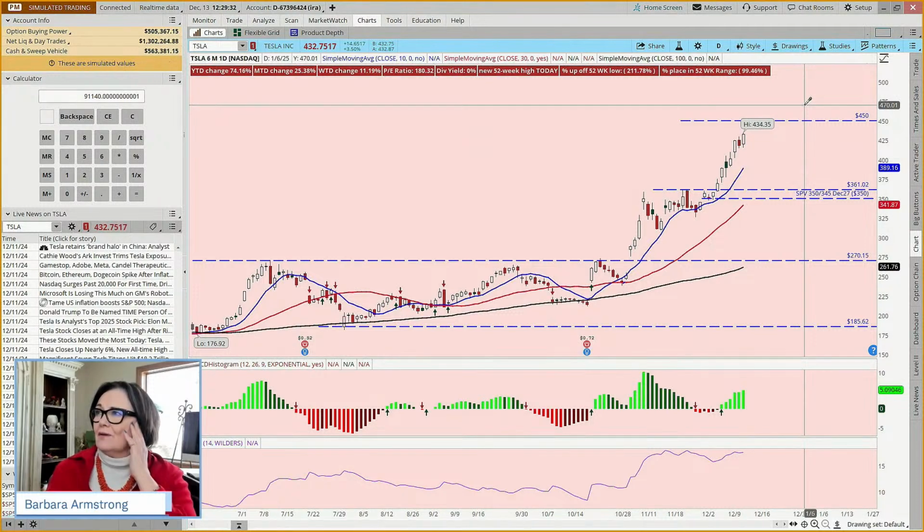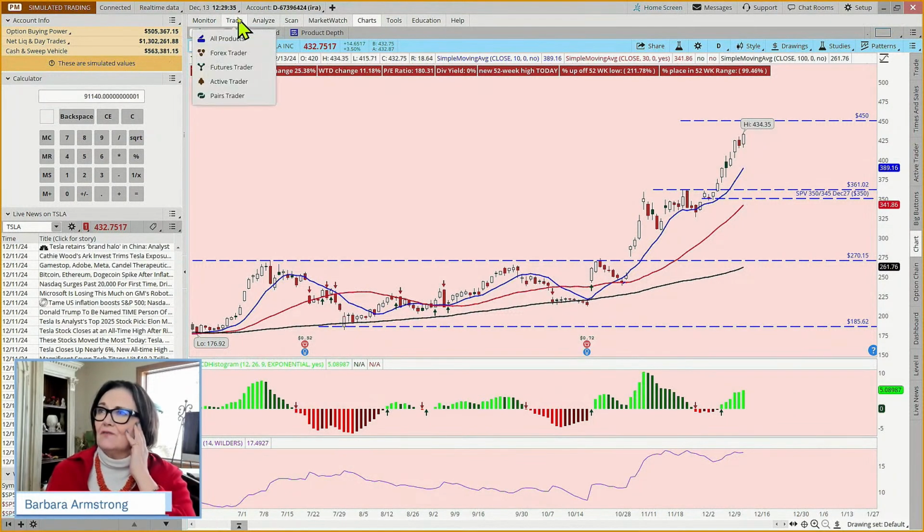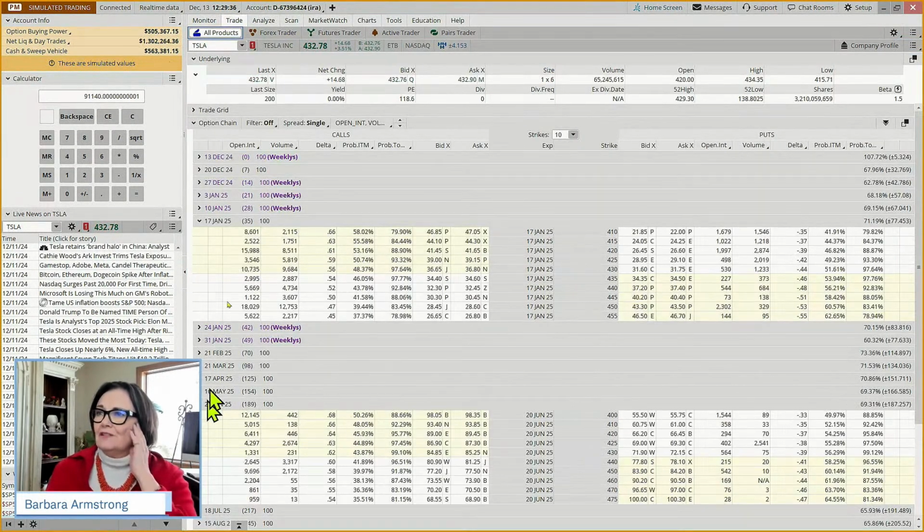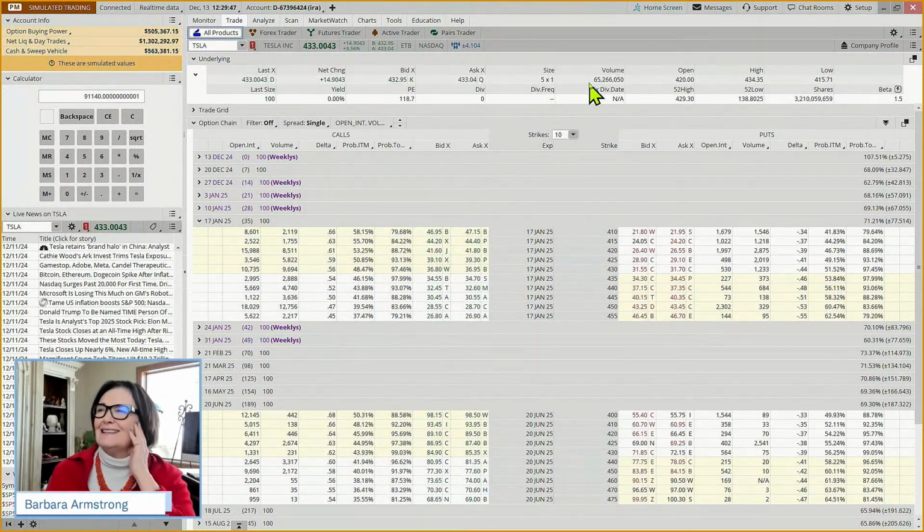What's to say we don't go up to 460 or 470? Well, let's go out and look. So if we come out here to January and we look at the 450, they're going to pay us $28. We've got 18,000 contracts. This is a $430 stock, and it's traded 65 million shares today. Holy smokes, Batman.